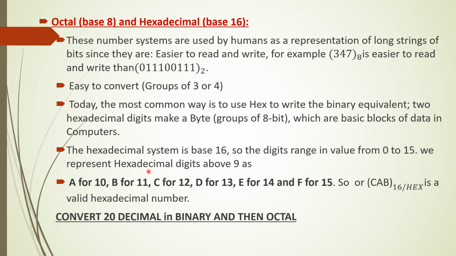The digits after 9 in hexadecimal are like A, B, C. A for 10, B for 11, C for 12, D for 13, E for 14, F for 15. Like you can see CAB. This is a number, not alphabets. This is a number which is written in hexadecimal.